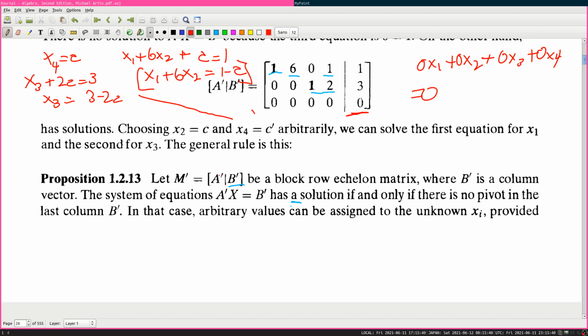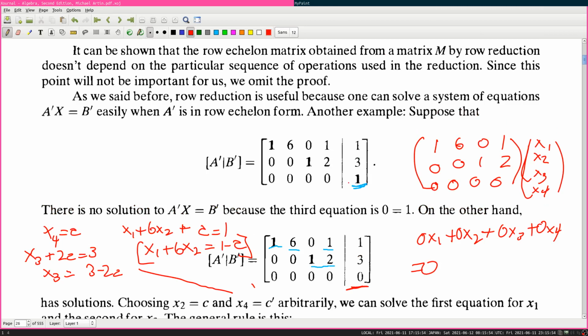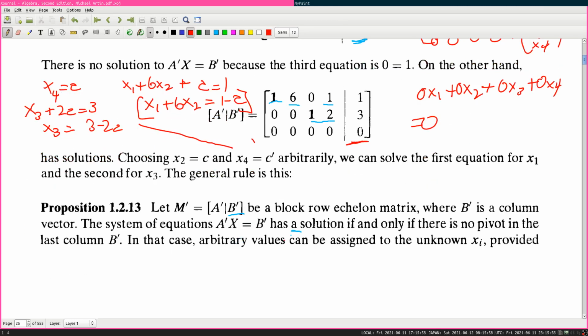If and only if there is no pivot in the last column b prime. Right, okay. Because if there was a pivot in the last column b prime, we can look at this equation, then everything before it would be equal to 0, and then we have 0 equals 1. Right, okay. In that case, arbitrary values can be assigned to the unknown x sub I.